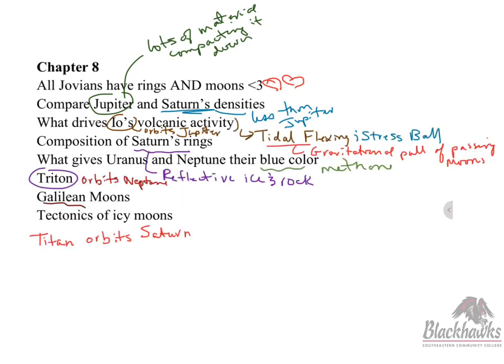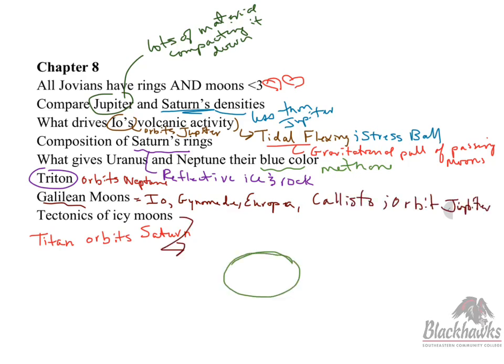Okay, so Galilean moons, just probably jot them down, and I think I misspelled Ganymede. But the Galilean moons orbit Jupiter, and it wouldn't hurt to go ahead and write them down. And then the last one, tectonics of icy moons, I drew kind of liquid water instead of liquid mantle, and then crust floats around on that liquid water.